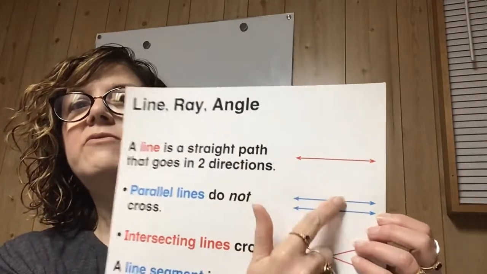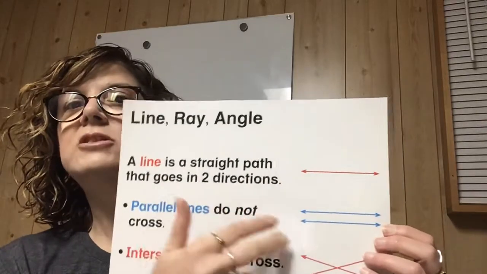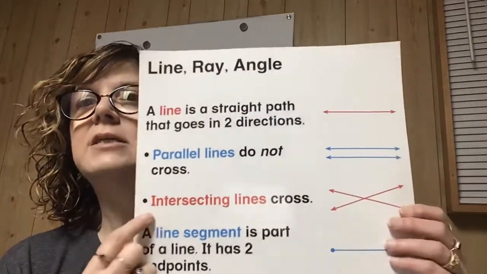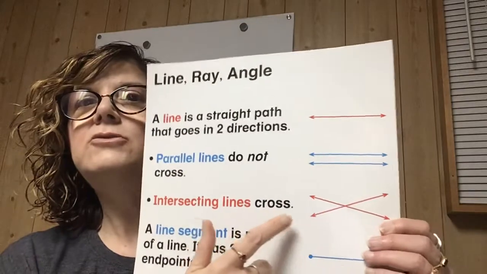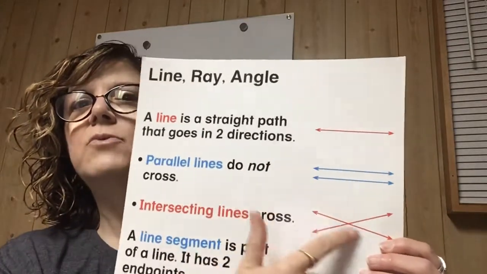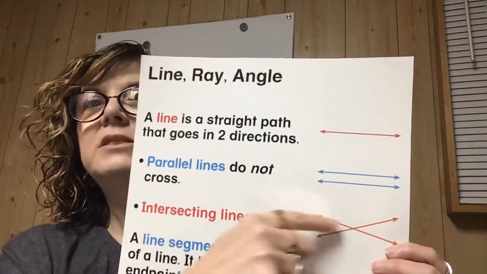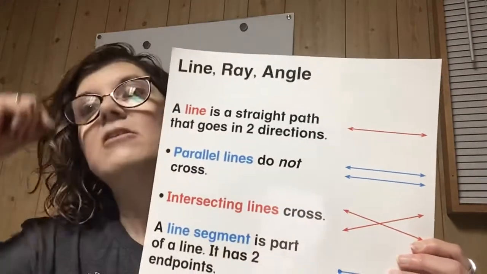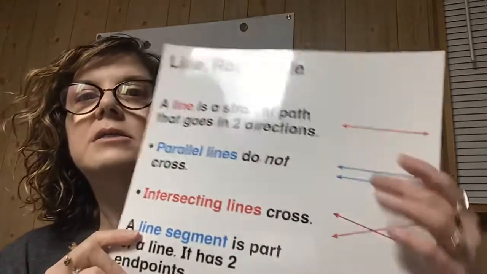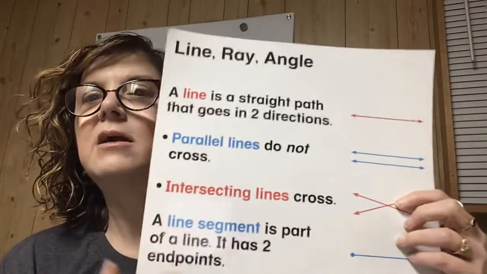So you have two of these side by side and they're both going the same direction, so they're never going to cross. Intersecting lines do cross. So again, you have two of these. One's going one direction and one's going another direction, so they cross. They could even cross perpendicular to each other so that they look like a plus sign, right? Does not matter how they cross, as long as they're crossing, they are called intersecting lines.